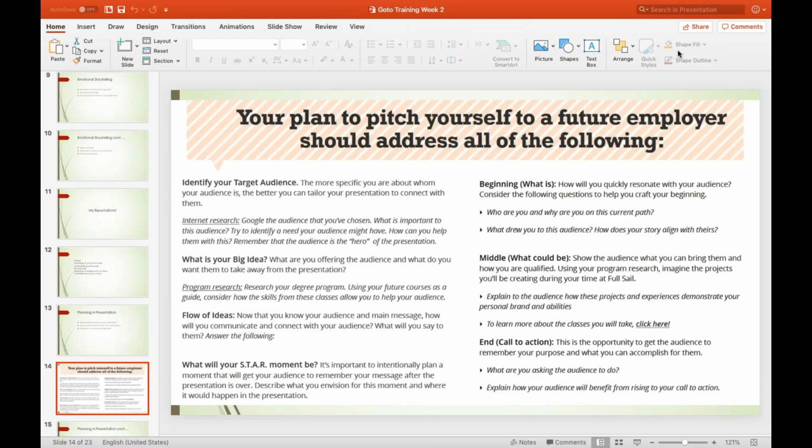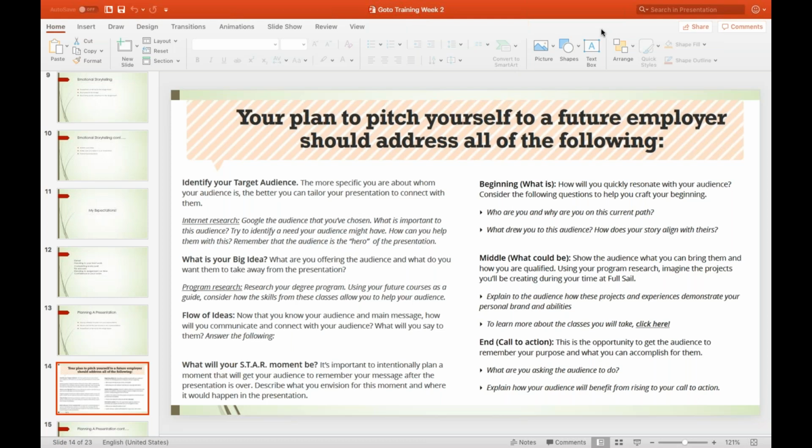Your plan is to pitch yourself to a future employer, and you should address the following. Identify your target audience. Say you want to work for NBC, ABC, or a particular sports team. Don't just talk about a certain industry. Talk about a particular employer. I can't stress that enough. Whether you want to be an executive at ADP, teach at Full Sail, or work at NBC, you have to have a specific employer you want to target.